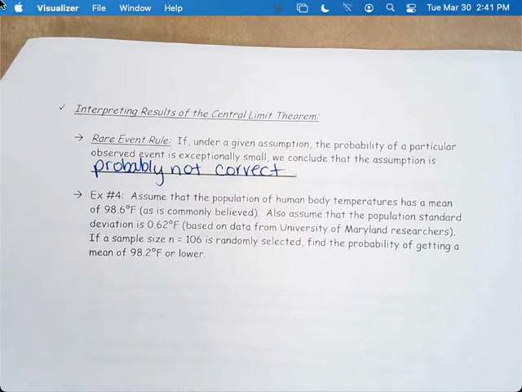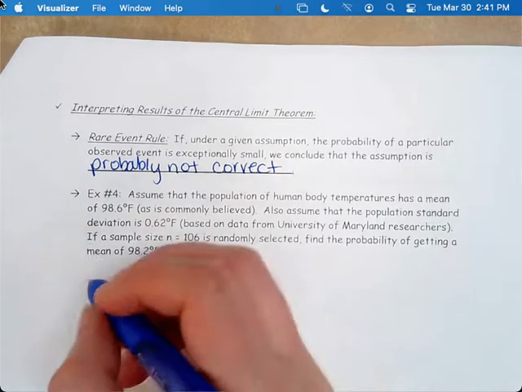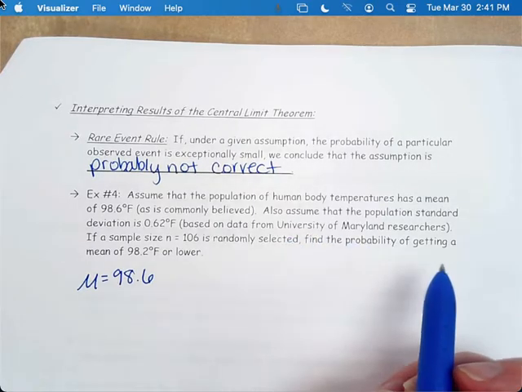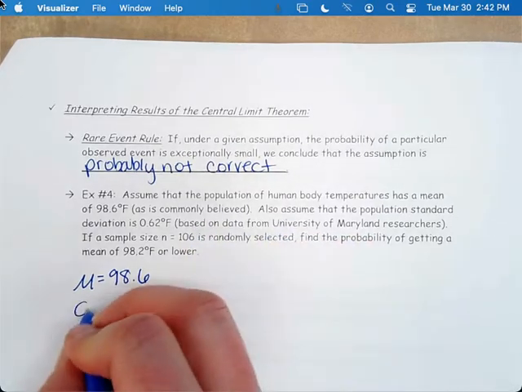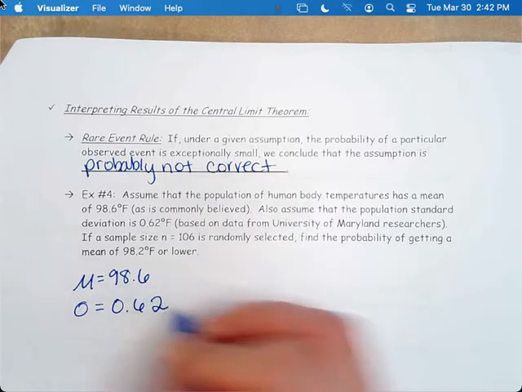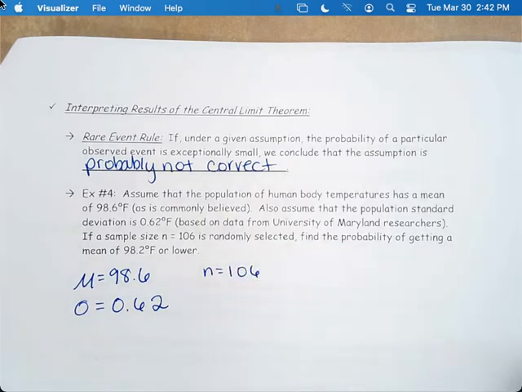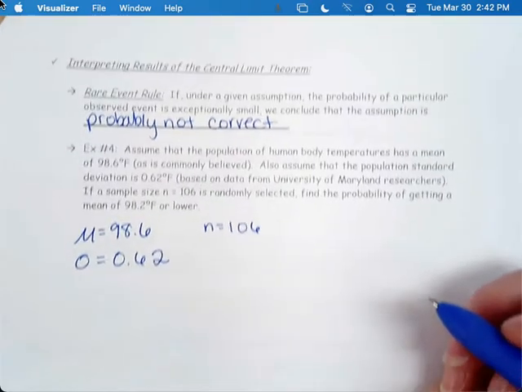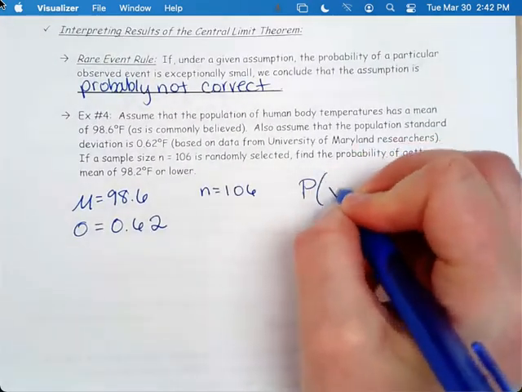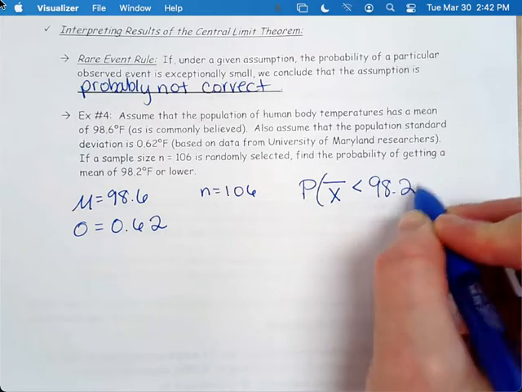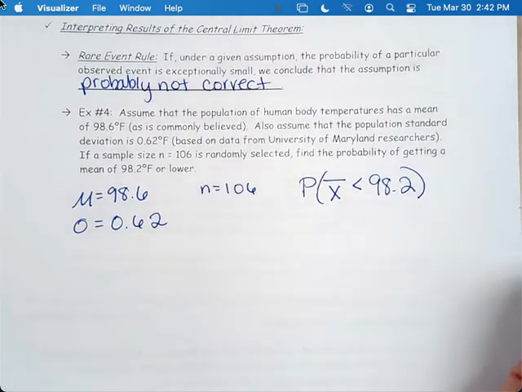So assume that the population of human body temperatures has a mean of 98.6, as is commonly believed. Also assume that the population standard deviation is 0.62 degrees. If the sample size is 106, randomly selected, find the probability of getting a mean of 98.2 degrees Fahrenheit and lower. So the probability that our sample mean is less than 98.2. And we can write less than or equal to, or just less than.